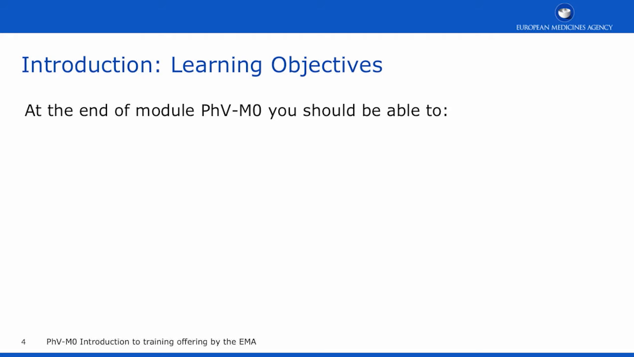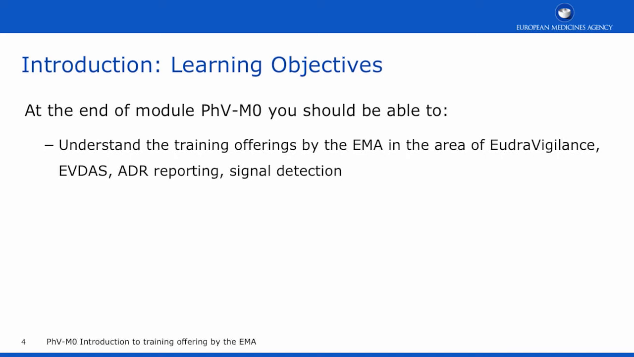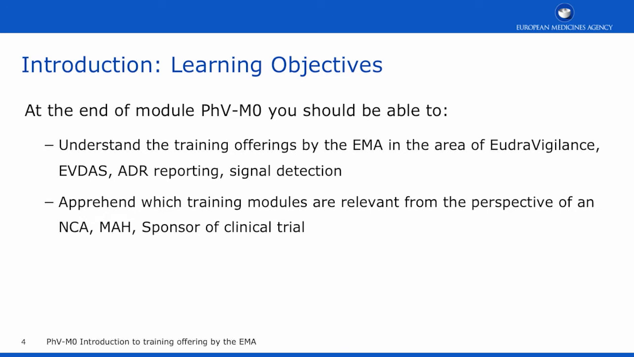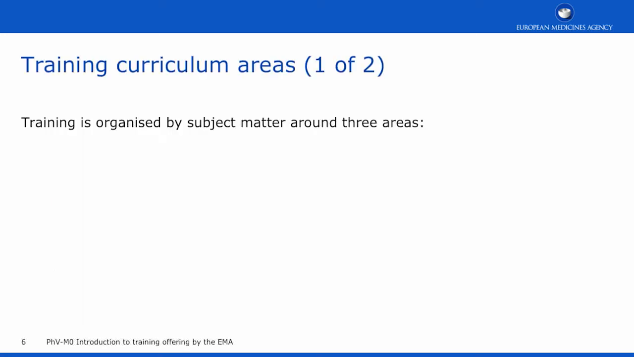So upon completing this training, each of the stakeholder groups should be able to understand the training offerings by the EMA in the above-mentioned areas of EudraVigilance, EVDAS, ADR reporting, as well as signal detection, understand which training modules are relevant from the perspective of an NCA, MAH, or sponsor of clinical trial, and understand where and when to access the training materials. The next section provides an overview of the approach used for developing the training curriculum.